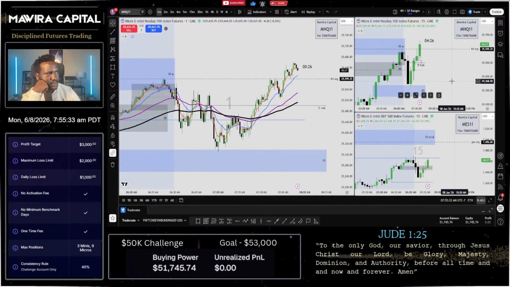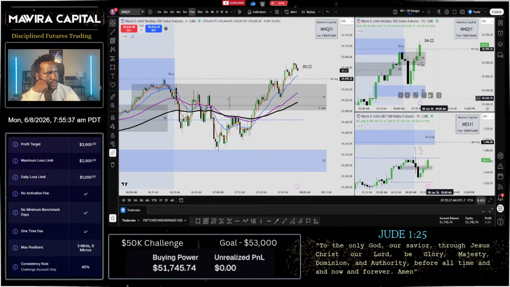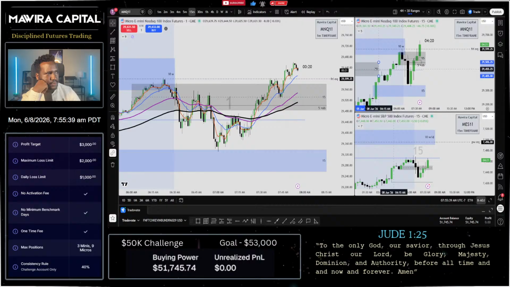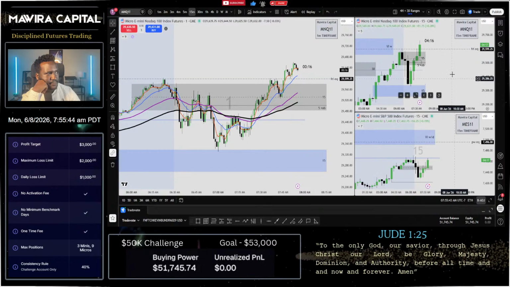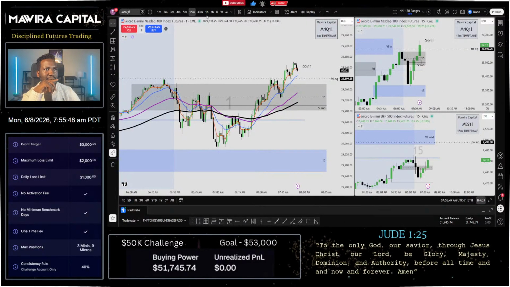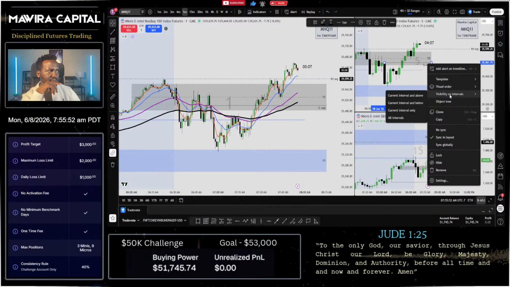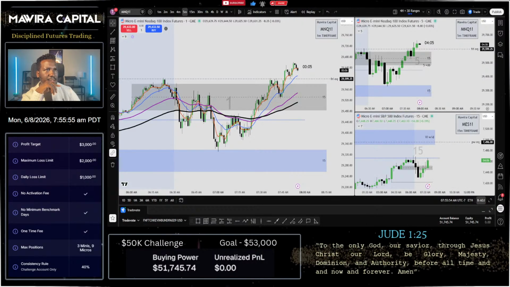Okay, 4 more minutes to see if we will close above this zone here. I'm gonna push this to the side completely, and you guys, we know you're there. Go to the 5-minute and Zippo current interval only.